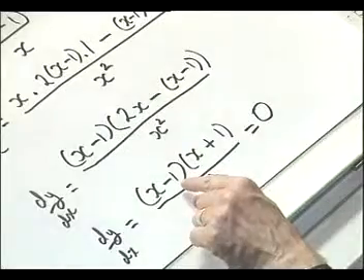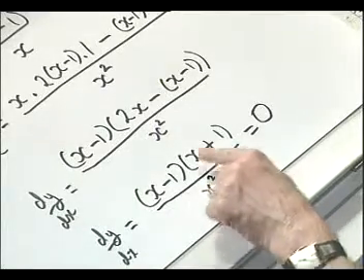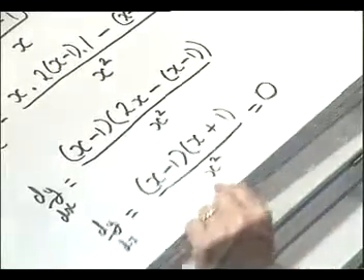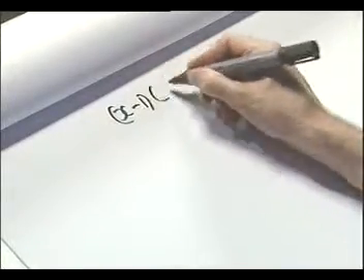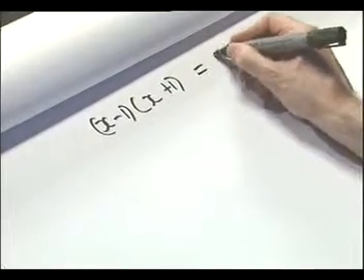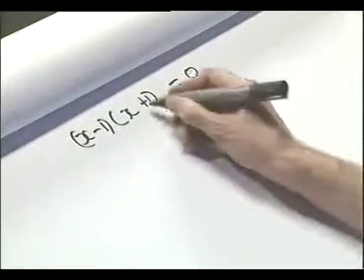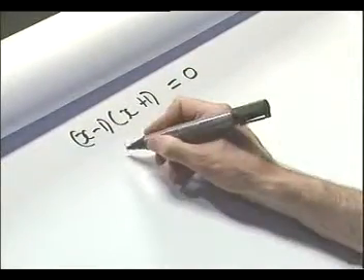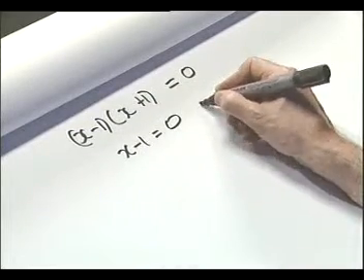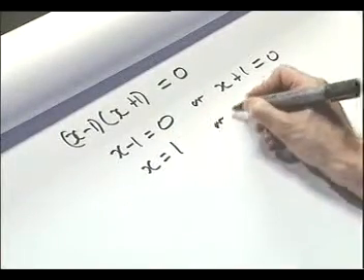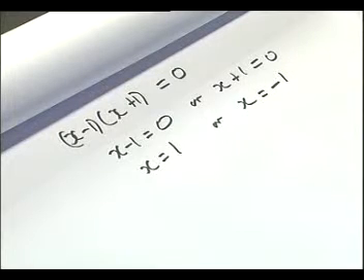Now, when we have an expression like that that's equal to 0, it's only the numerator that we're interested in. It's only the numerator that will make this expression 0. So what we've got is x minus 1, x plus 1 equals 0. And that tells us that either this bracket is equal to 0 or that bracket is equal to 0. In other words, x minus 1 equals 0 or x plus 1 equals 0. So x equals 1 or x equals minus 1.